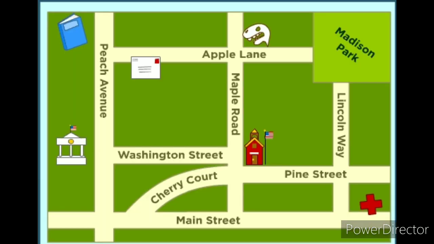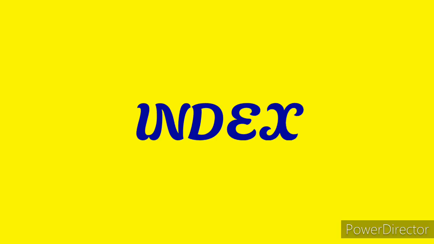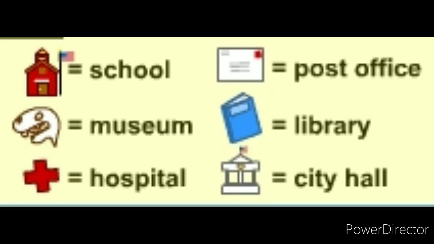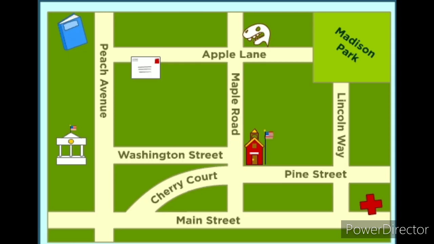You need to show the four main directions on the map, that is north, south, east and west. Then we include an index. Now what is an index? It is a small box where you show the symbols and what it stands for. It is also known as a key. Next is a title. A title has to be given to the diagram as it is very important. Like, for example, in this picture you can see the title is Madison Park.